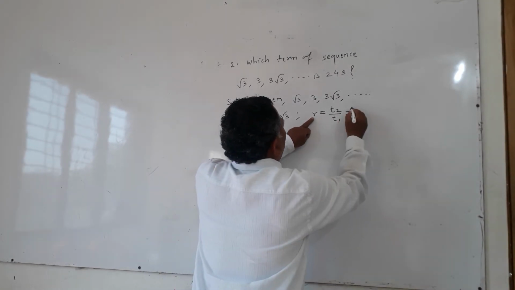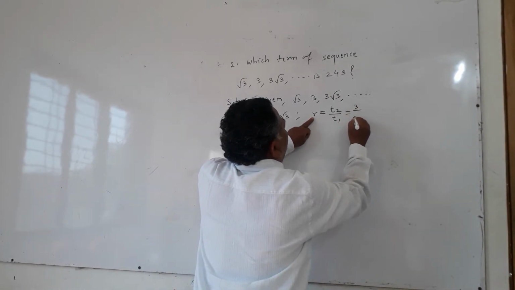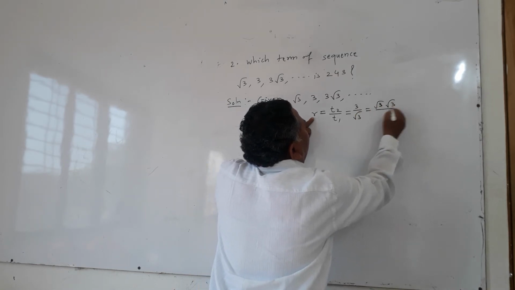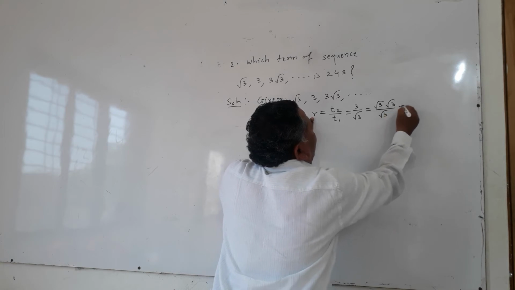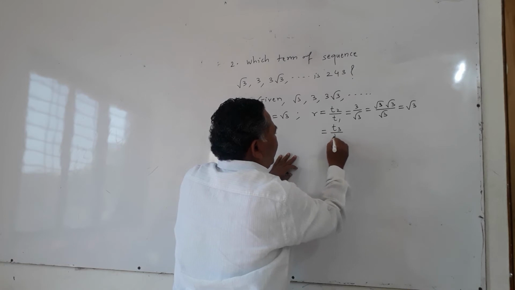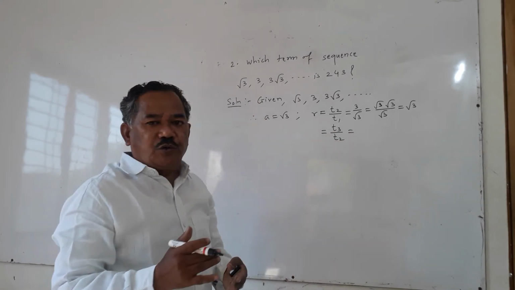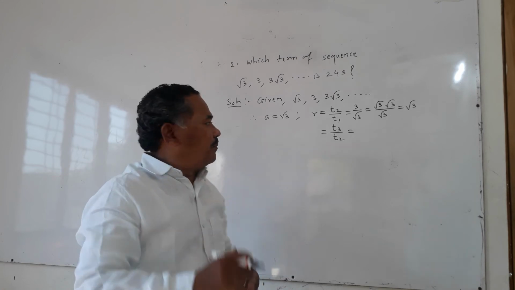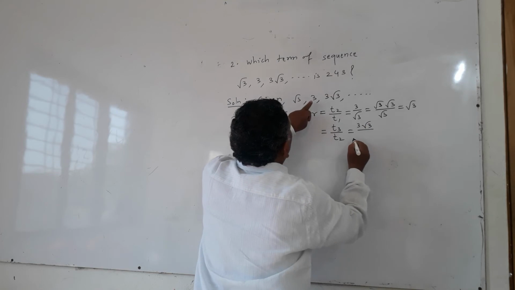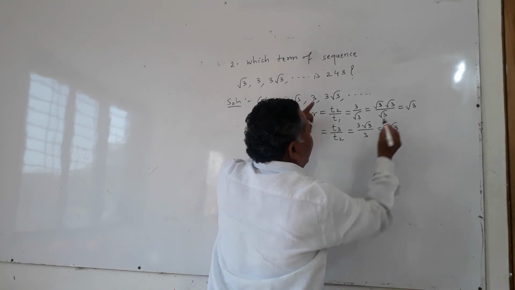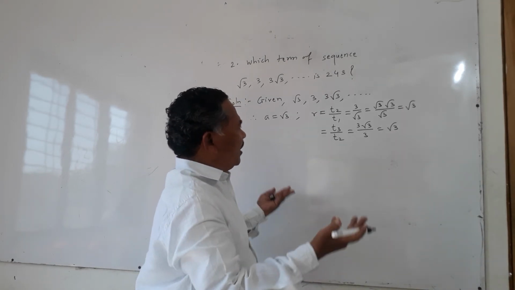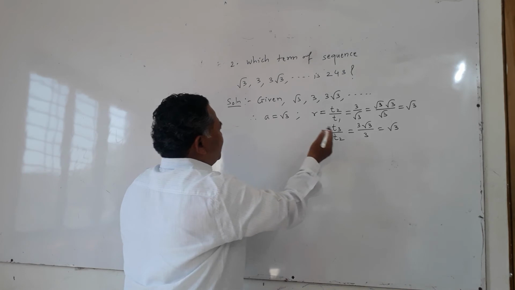See here, what is our T2? T2 is 3 divided by T1, which is root 3. We know 3 means root 3 into root 3, so after simplification root 3 cancels, therefore we get root 3. Again, r is equal to T3 divided by T2, because the ratio between two consecutive terms we obtain. What is T3? 3 root 3 divided by T2, which is 3. 3 cancels, again we get root 3. Since the ratio is constant, this is automatically a geometric progression.